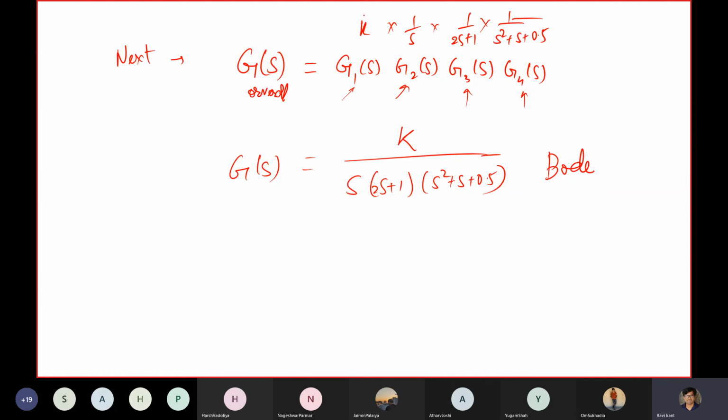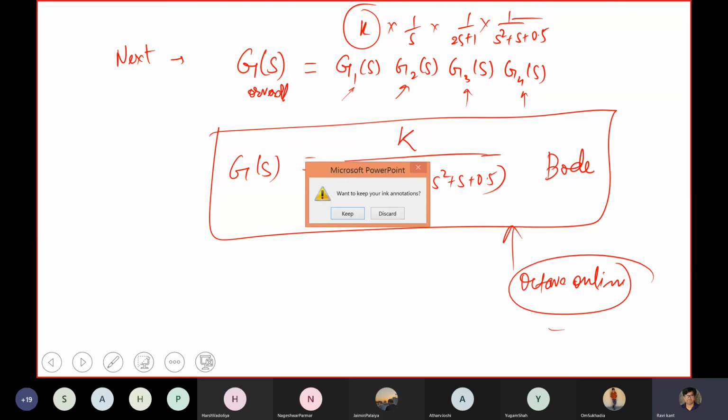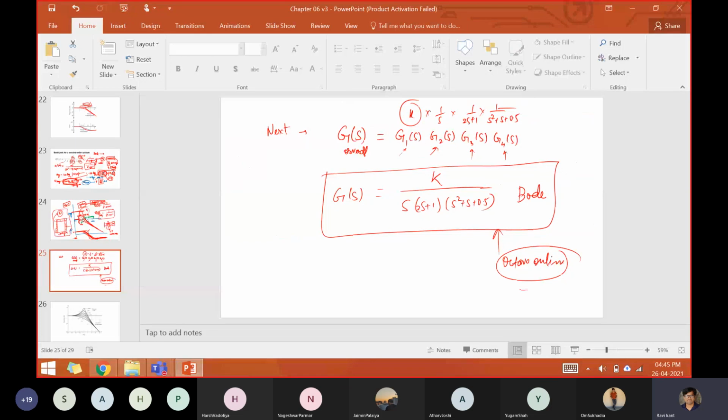So what we do is we take individual Bode plots of K, 1 upon s, 1 upon 2s plus 1, and we try to sum them up in some sense. Not exactly sum up. We'll see what modification we do in our method in order to capture the Bode plot for this. Also, you can look in Octave online today itself, and we can match it with our own hand calculation. So that's it for today's lecture.